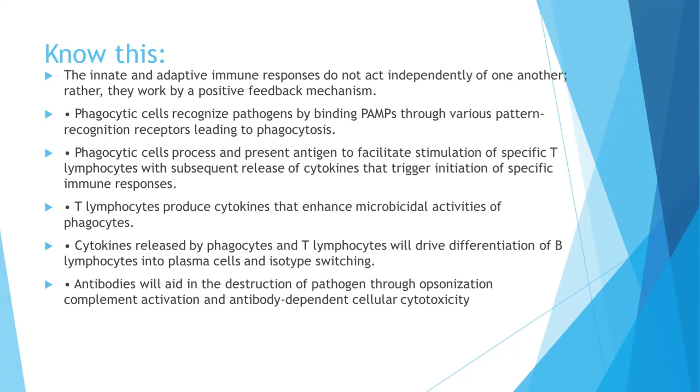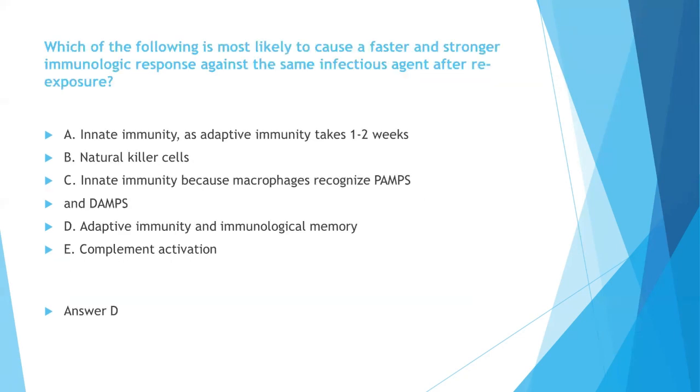T lymphocytes produce cytokines that enhance the microbicidal activities of phagocytes. The cytokines released by phagocytes and T lymphocytes will drive the differentiation of B lymphocytes into plasma cells and isotype switching. The antibodies will then aid in the destruction of the pathogen through opsonization, complement activation, and antibody-dependent cellular cytotoxicity. This is the basic mechanism through which our body's innate and adaptive immune systems act in correspondence. Which of the following is most likely to cause a faster and stronger immunological response against the same infectious agent after re-exposure? Adaptive immunity and immunological memory, as you all know by now.